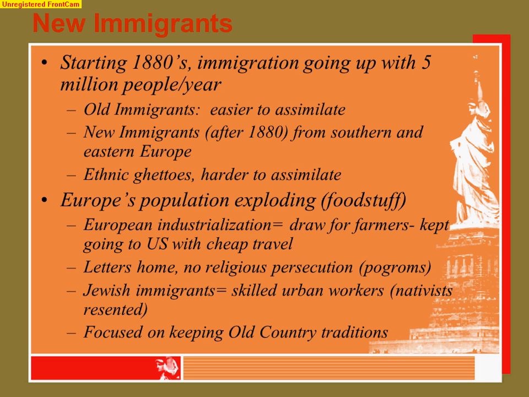Before 1880, the old immigrants, as they were called, were primarily from Western Europe. They were Protestant, obviously, except for those pesky Irish Catholics. A lot of them spoke the English language. They had a higher literacy rate. Many of them were used to a democratic style of government, meaning they were easier to assimilate, or easier to get them to blend into American culture.